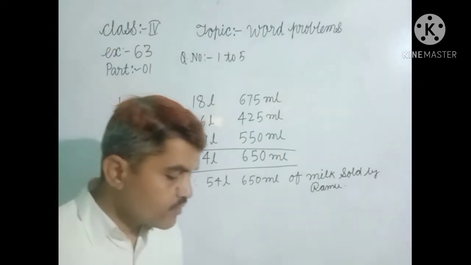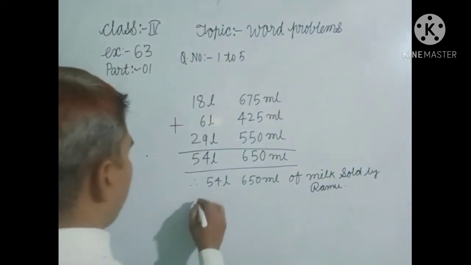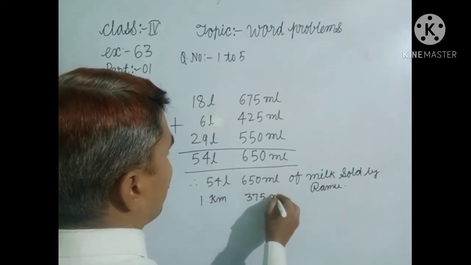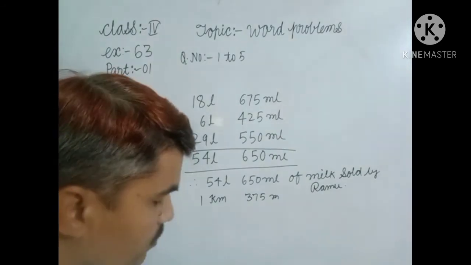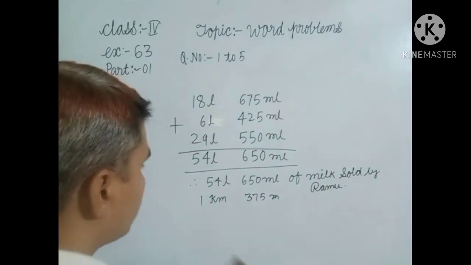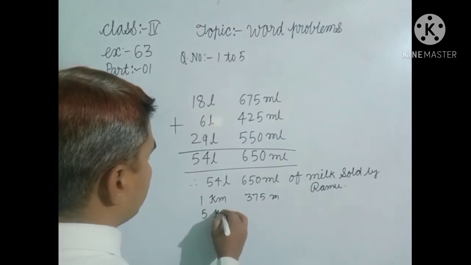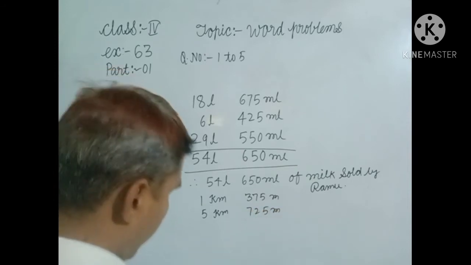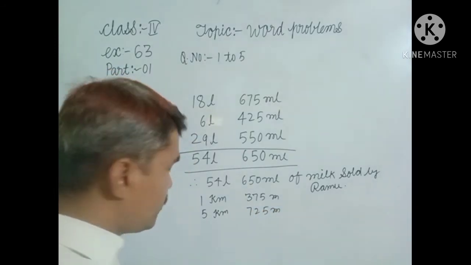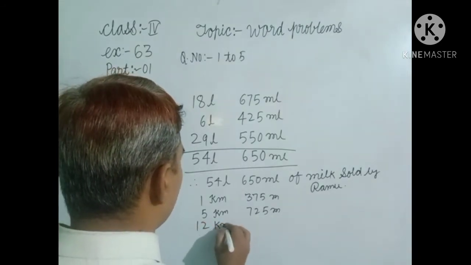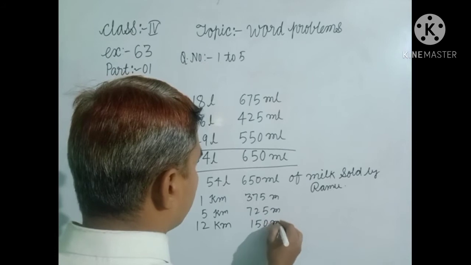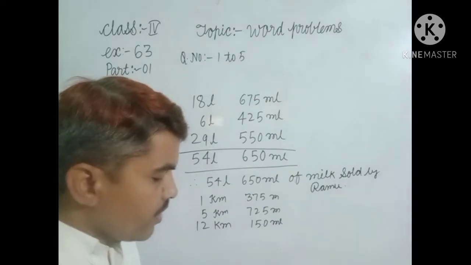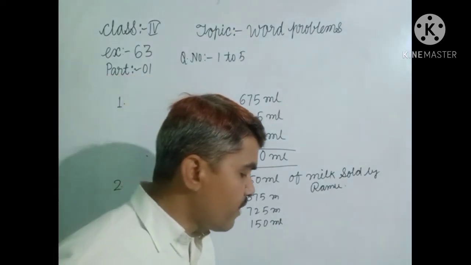Mr. Gupta travels 1 kilometer 375 meters on foot, 5 kilometers 725 meters by bus, and 12 kilometers 150 meters by train to reach his friend's house. Find the total distance traveled by him.